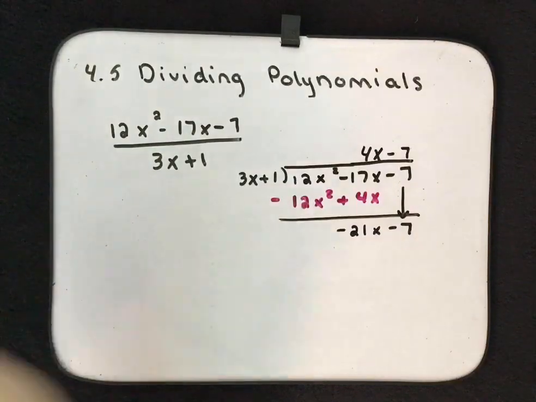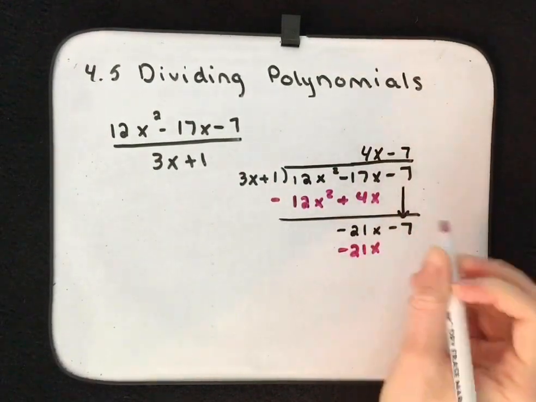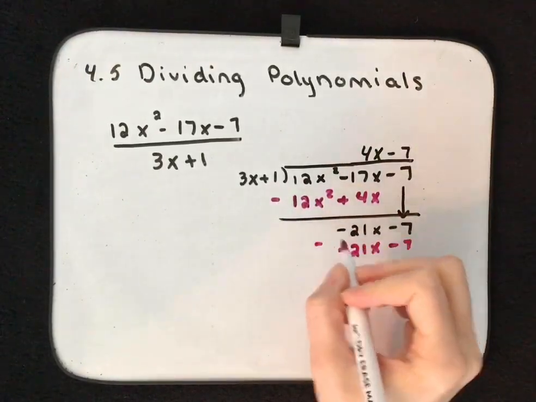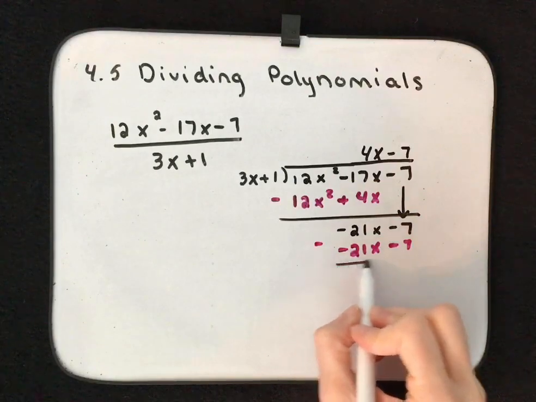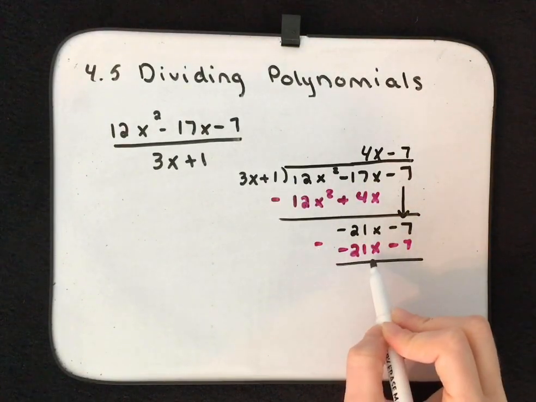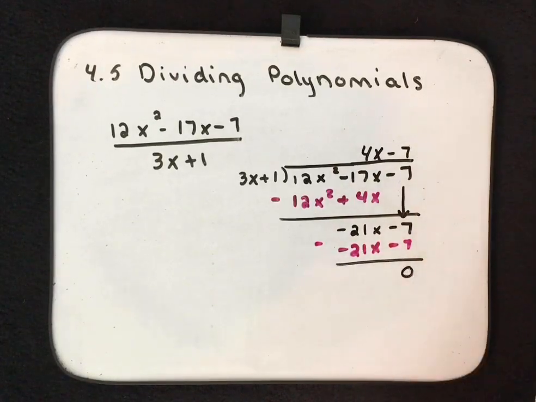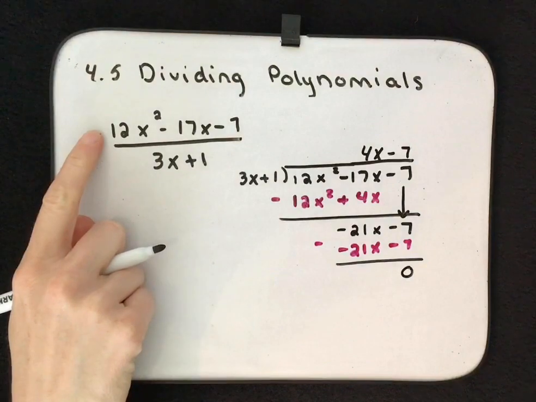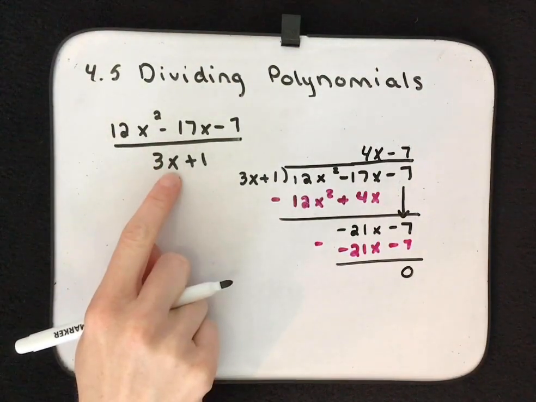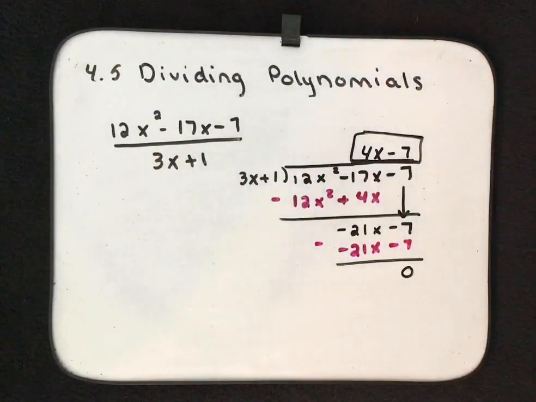Now let's check it. Negative 7 times 3x is negative 21x. Negative 7 times positive 1 is negative 7. We'll subtract. Negative 21x minus negative 21x, that's 0. Negative 7 minus negative 7, that's 0. So we're finished. So up here, 12x squared minus 17x minus 7 divided by 3x plus 1 is going to give us 4x minus 7.